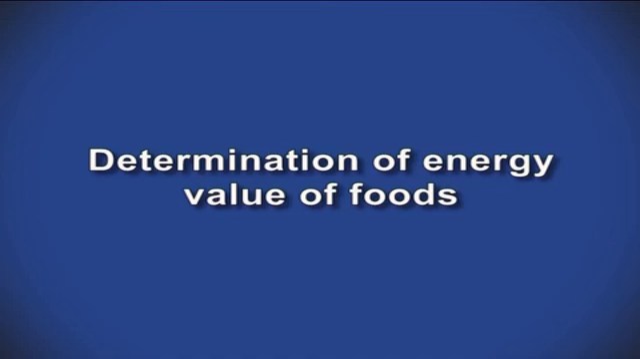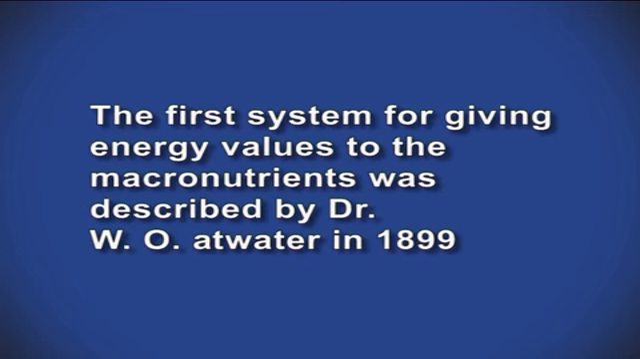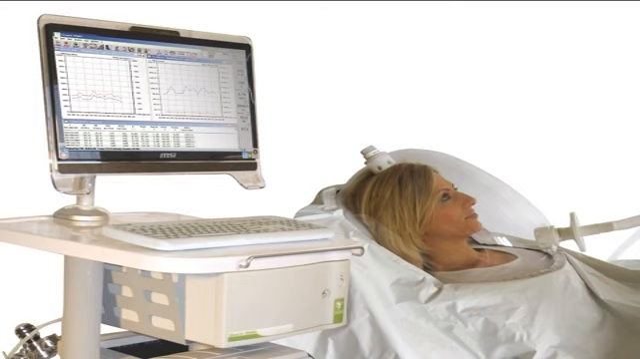Determination of energy value of foods. The first system for giving energy values to the macronutrients was described by Dr. W.O. Atwater in the year 1899. The amount of energy released from foods and the amount of energy expended by an individual can be obtained by direct and indirect calorimetry.